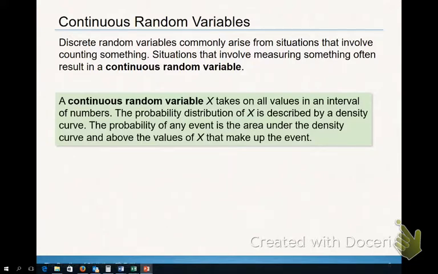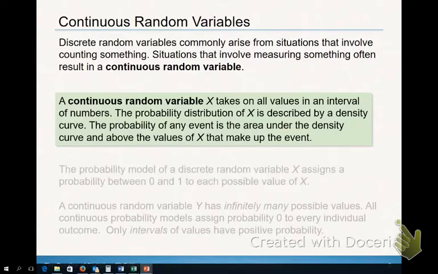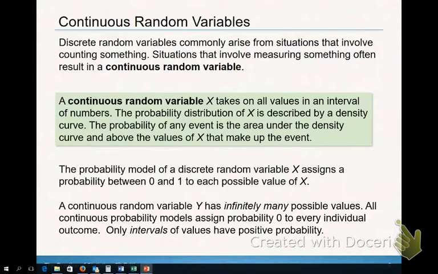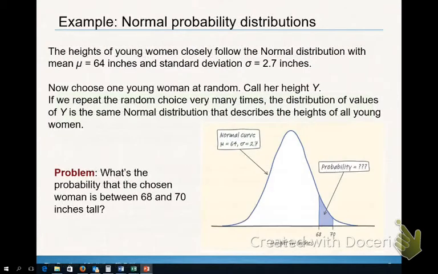The probability model of a discrete random variable x assigns a probability between 0 and 1 to each possible value of x. A continuous random variable y has infinitely many possible values. All continuous probability models assign probability 0 to every individual outcome. Only intervals of values have positive probability. So what does that mean? Think of our normal curve.